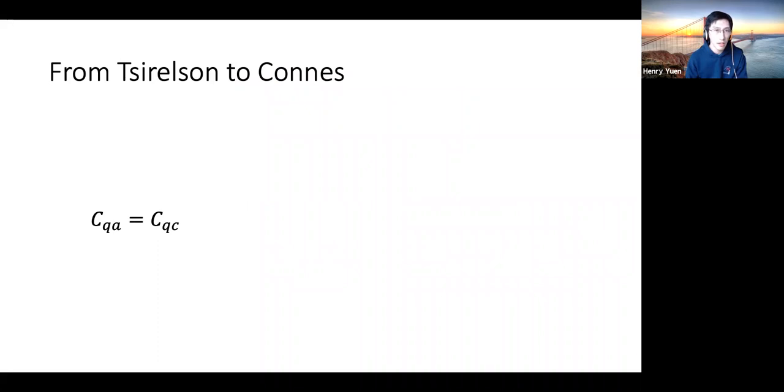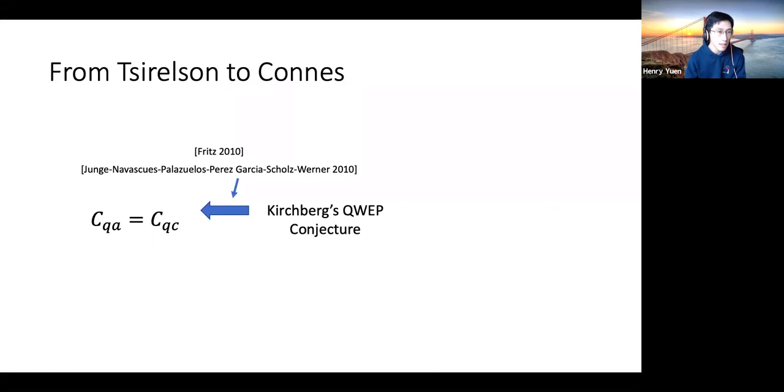So this question, people realized about 10 years ago, connects to some deep questions in mathematics. Whether CQA equals CQC turns out to be implied by Kirchberg's QWEP conjecture. And this was proved simultaneously by Tobias Fritz and also Yuen, Vasquez, Palazuelos, Perez Garcia, Schultz, and Berner about 10 years ago. Turns out that Tsirelson's problem was actually equivalent to Kirchberg's conjecture. The converse was shown by Ozawa.